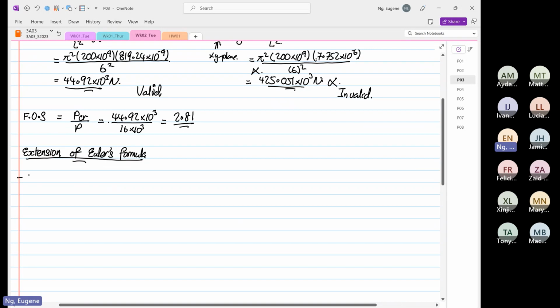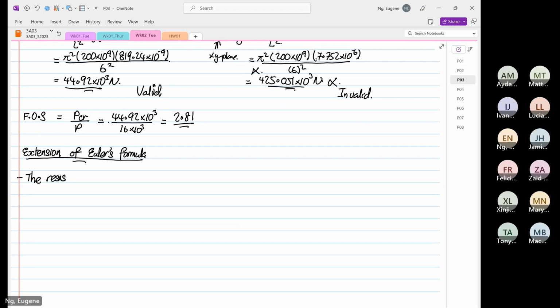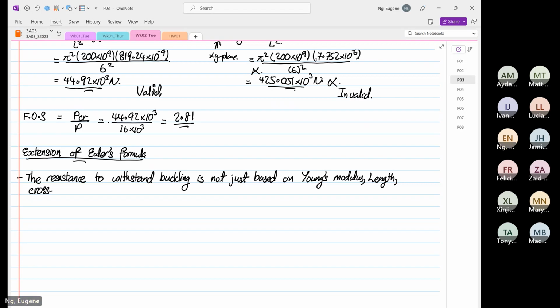So, as I say, the resistance to withstand buckling is not just based on Young's modulus, not just based on the length, it's not just based on the cross-sectional area, but also how the ends of the structure are held.